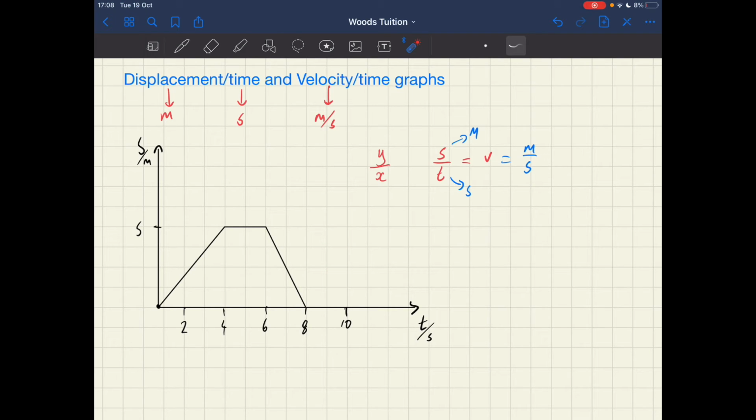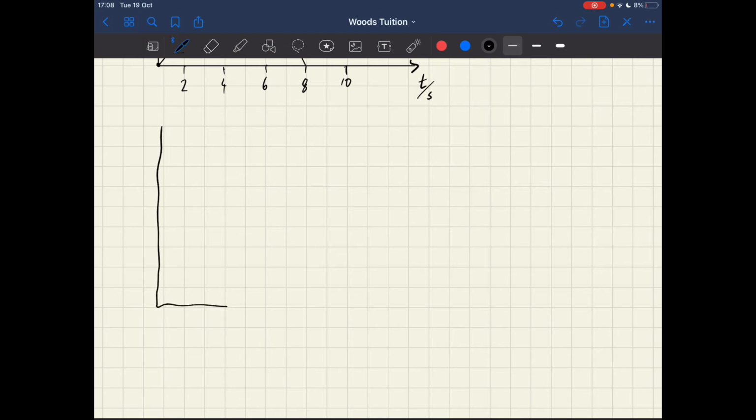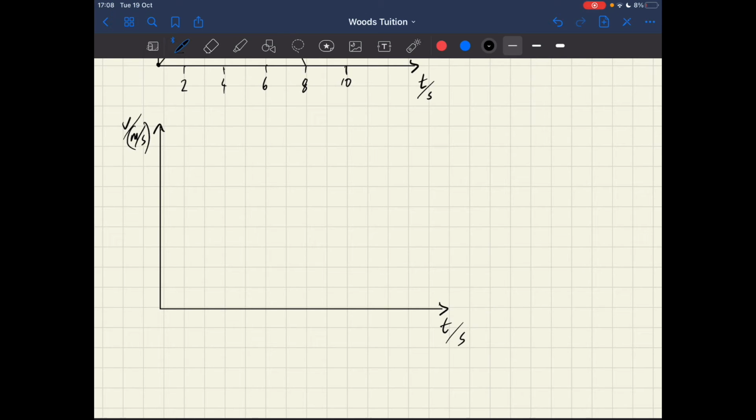Or, minus 2.5 meters per second. This brings us on to velocity time graphs. They'll look pretty much exactly the same as the displacement time graph, except velocity will always be on the x-axis, and that's measured in meters per second (in brackets). And then time is always in the y-axis, which is measured in seconds.